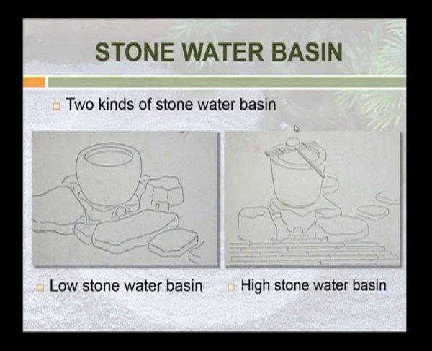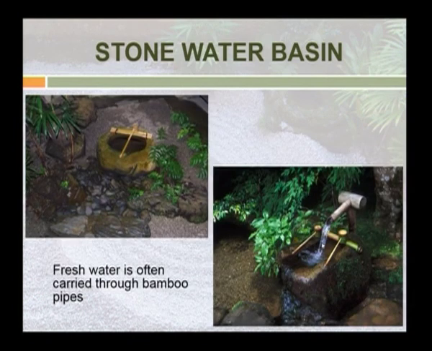There are 2 kinds of stone water basins. One is a low stone water basin, the other one is a high stone water basin. Generally, a large stepping stone is provided at the rear so that water can be replenished in this basin. Sometimes water is carried through bamboo pipes. We can also see bamboo scoops that help in using the water.